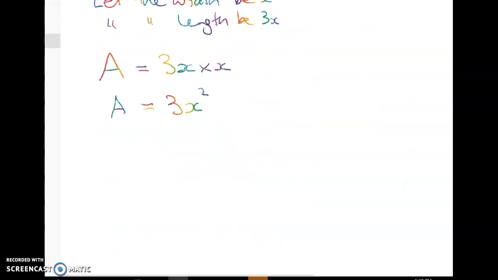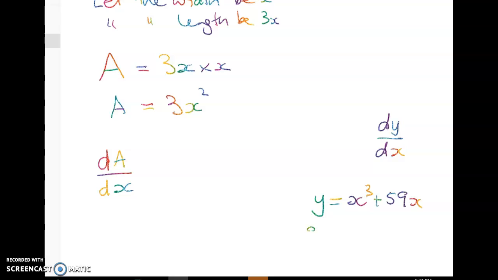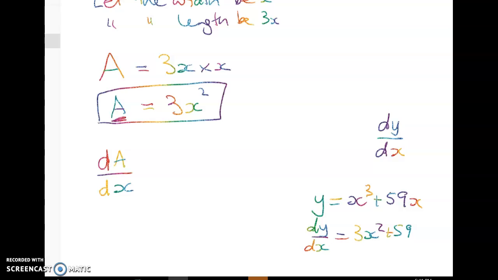So what we do here is we say, well, let's look at the rate of change of the area with respect to the width. So we write that as dA by dx. So far in class you've just seen us going dy by dx, right? But that's because we had an expression where y was equal to, I don't know, x cubed plus 59x. So we'd go dy by dx is equal to, right, 3x squared plus 59. So it's exactly the same idea here, except that instead of y, we've got A for area. So differentiating that with respect to x gives me 6x. Okay, so I take the 2 and I bring it down just like we always do.